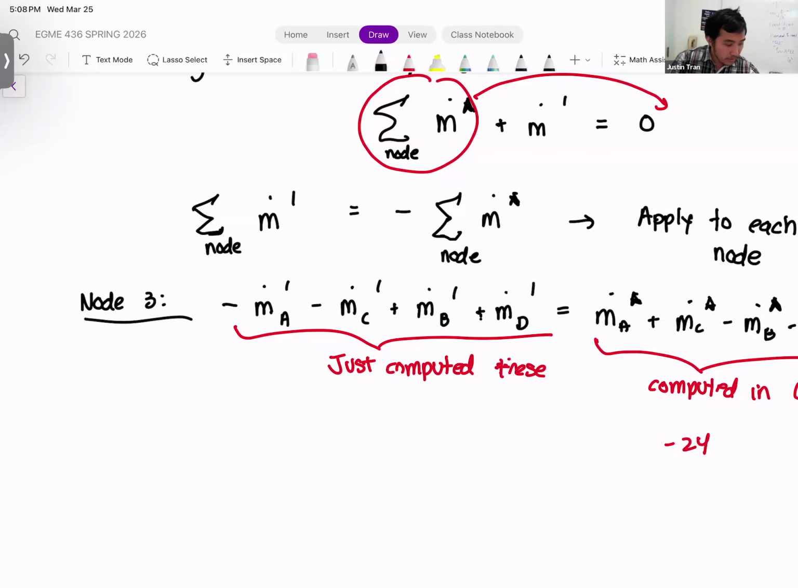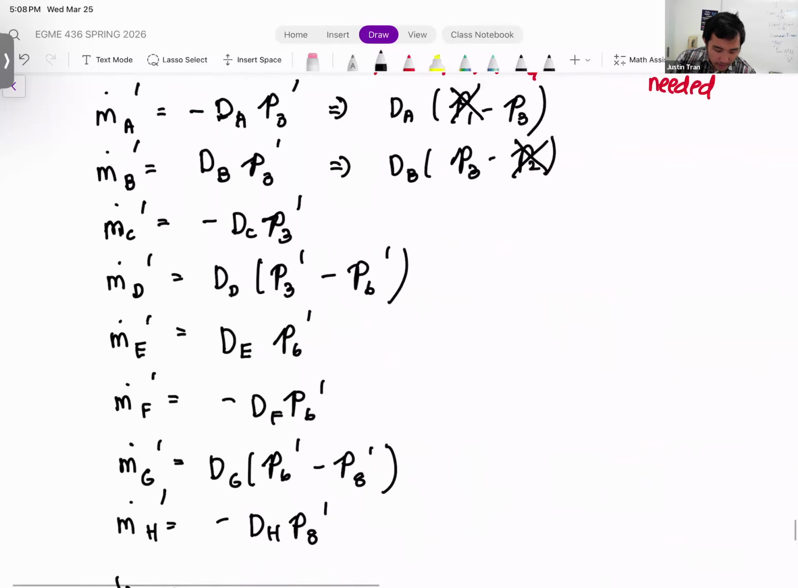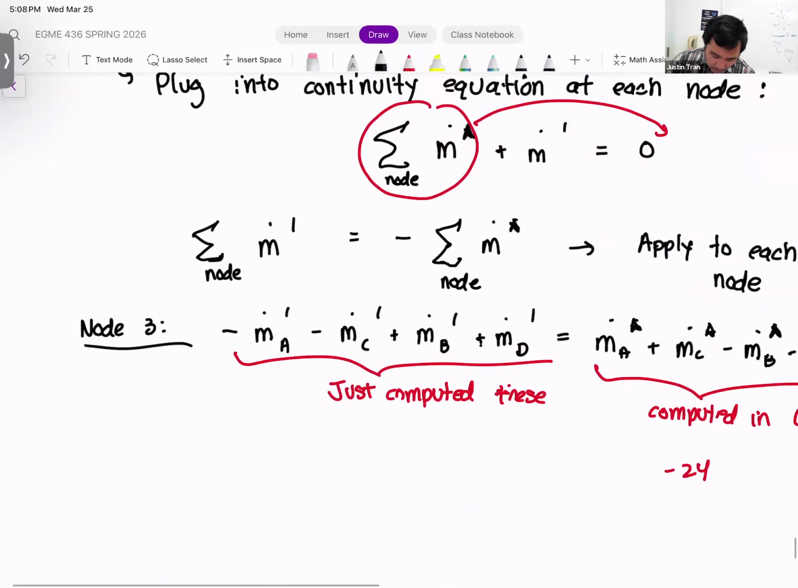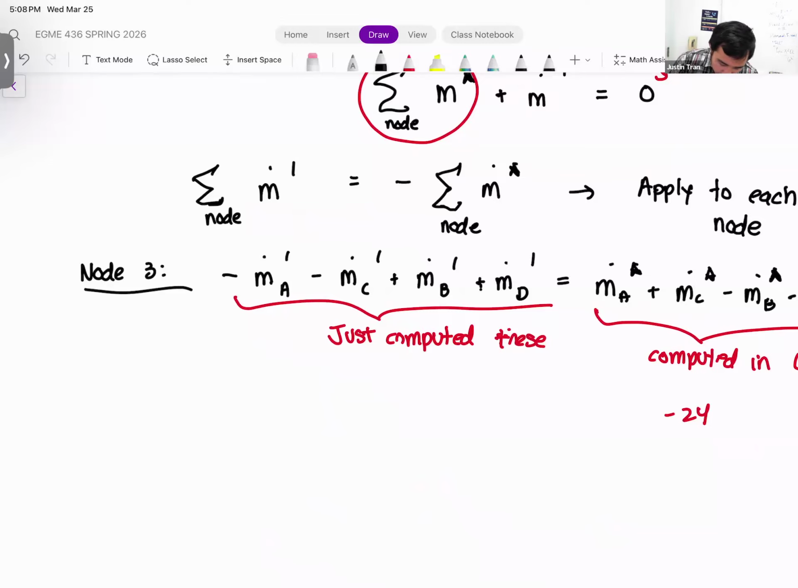Okay. All right. And so for this one, we get a minus m dot a prime, right? So m dot a prime is a minus dA times P3 prime. Okay. And if we get a minus sign for that, that is equal to positive dA P3 prime. Okay. We get a minus m dot c prime. And so that's going to give us a positive dC P3 prime.